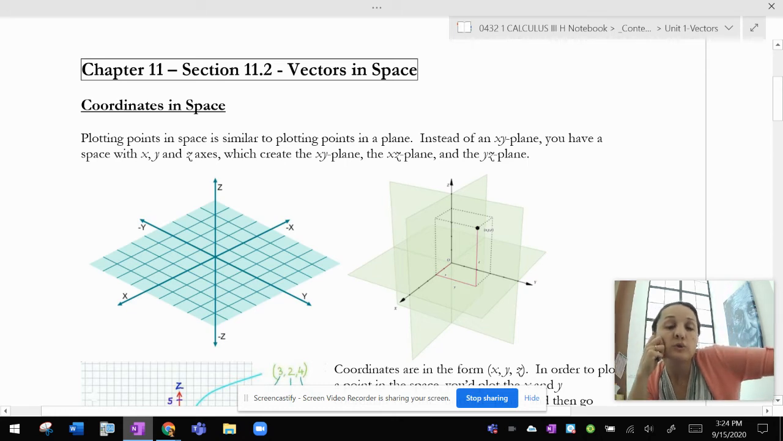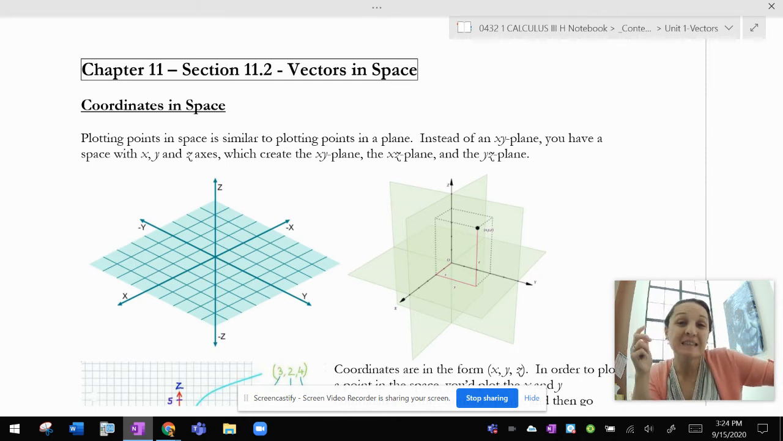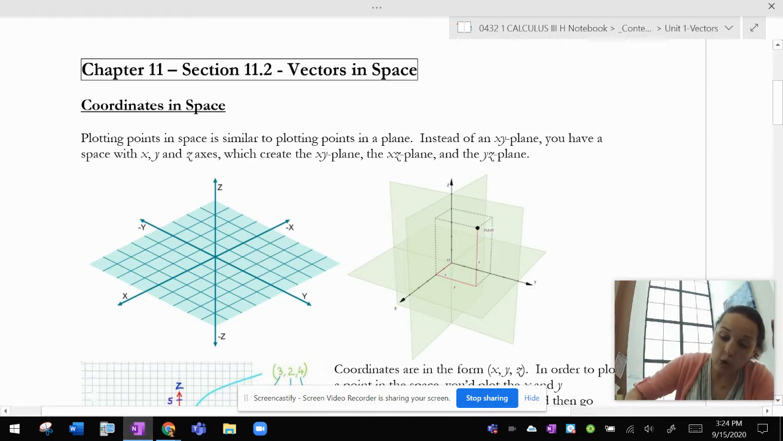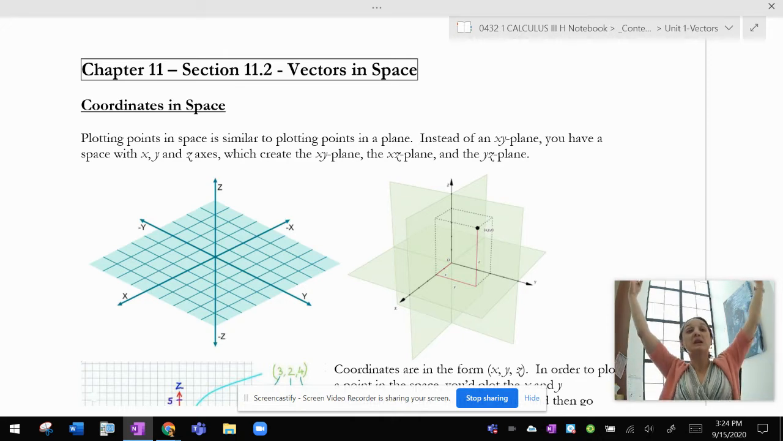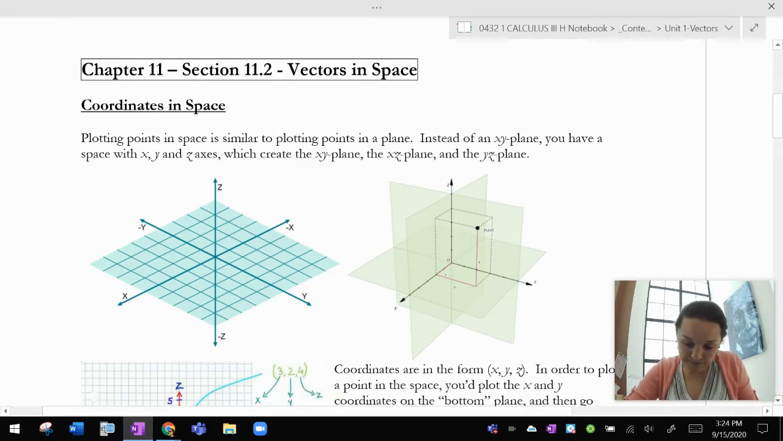Hello, hello. So we've been doing vectors in a plane, vectors in a 2D plane. Now we're going to do vectors in space. So let's go. We are going to go from 2D to 3D. The whole point of multivariate calculus is to take you from this kind of math to this kind of math. And that starts today. So first we're going to talk about coordinates in space.